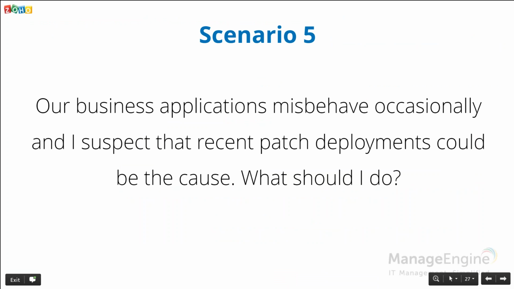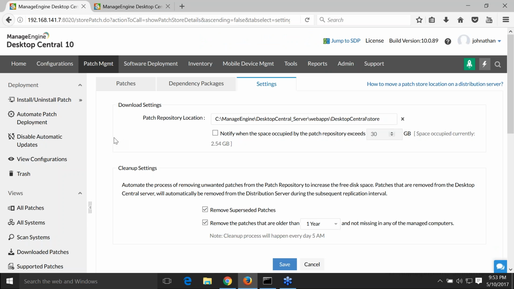Next scenario is our business application misbehaves occasionally, and I suspect that a recent patch deployment could be the cause. What should I do? All right, so this is the scenario which we are talking about, and we recommend our end users to always test the patches on pilot group machines, so that you can identify this kind of misbehavior at a very early stage itself before moving to the production machines. But anyway, still assume that it went to the production machines and you got patches which are causing trouble. So for that, you can very well roll back the patches.